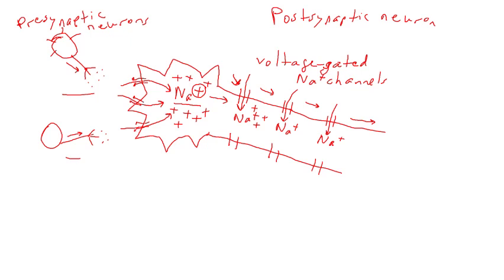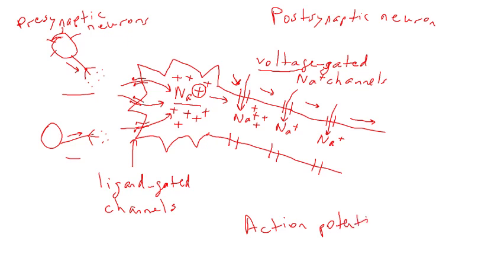Okay, so only the voltage gated channels are on the axon. The ones on the dendrites and the cell body, those channels are called the ligand gated channels. And the ligand refers to the neurotransmitter, meaning that a neurotransmitter has to be there to open those channels. But the ones on the axon, those are the voltage gated channels. But yeah, so all it is that if you open these channels one after another down the length of the axon, this is called an action potential.